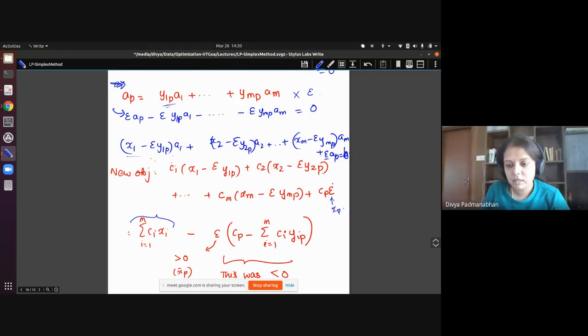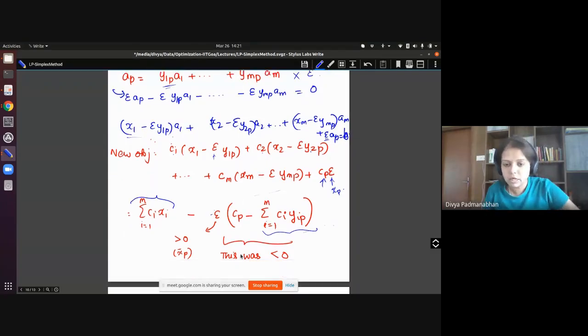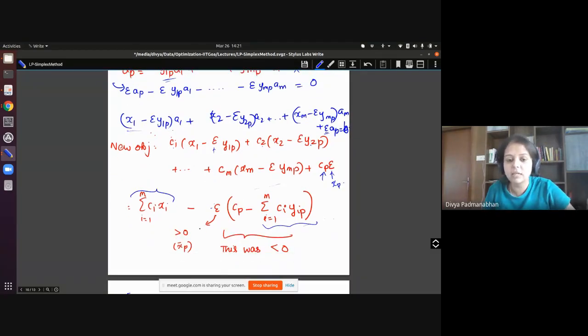If you look at the coefficients of this epsilon, that's going to be Cp here. Wherever this epsilon comes, you'll have C1 y1p, C2 y2p, and so on up to Cm ymp. So that is this term. There is going to be this extra term that gets added, and this is going to take the value of xp. That's what we saw earlier.